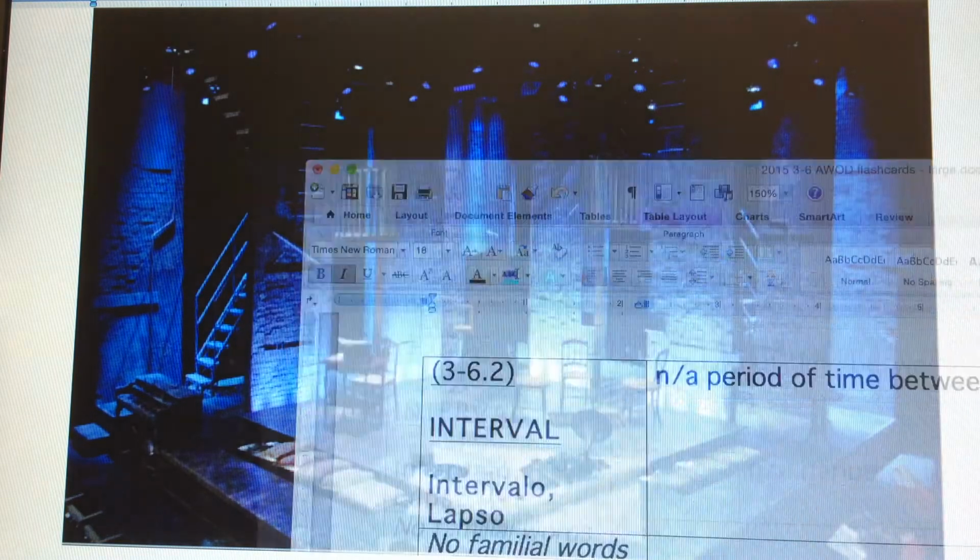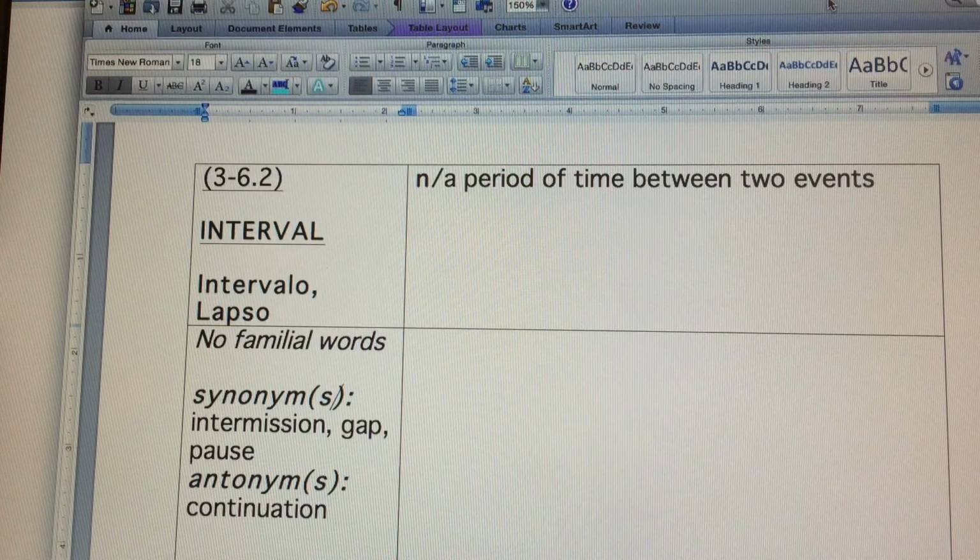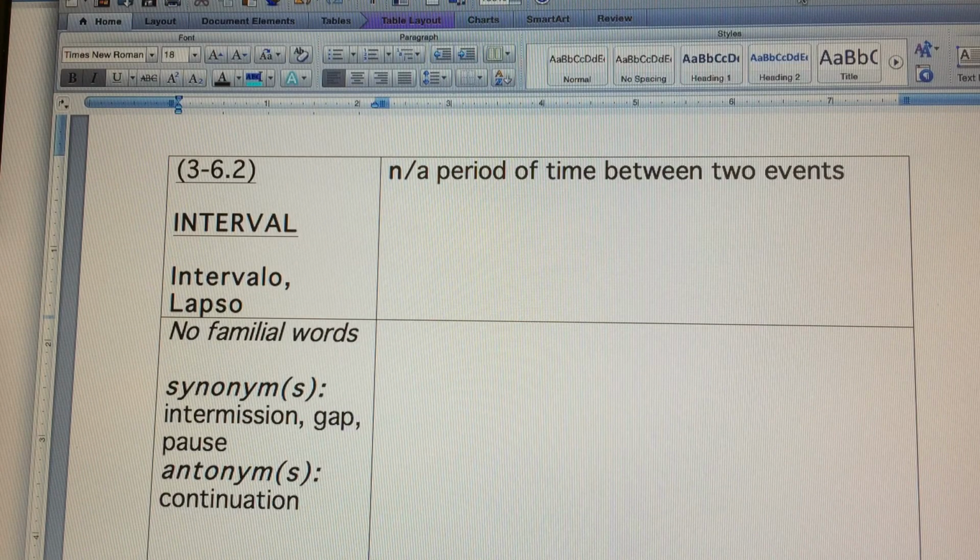Alright, let's look at the familiar words. Trick question, there are none. So if on the test I ask you what is the verb form of interval, you can go, haha, that's a trick question. There is no verb form for interval.